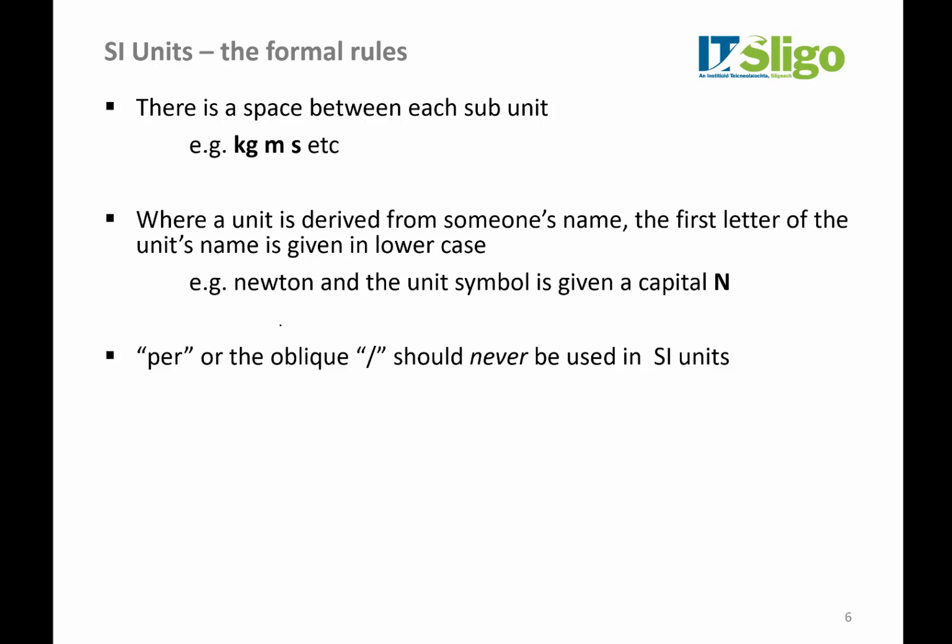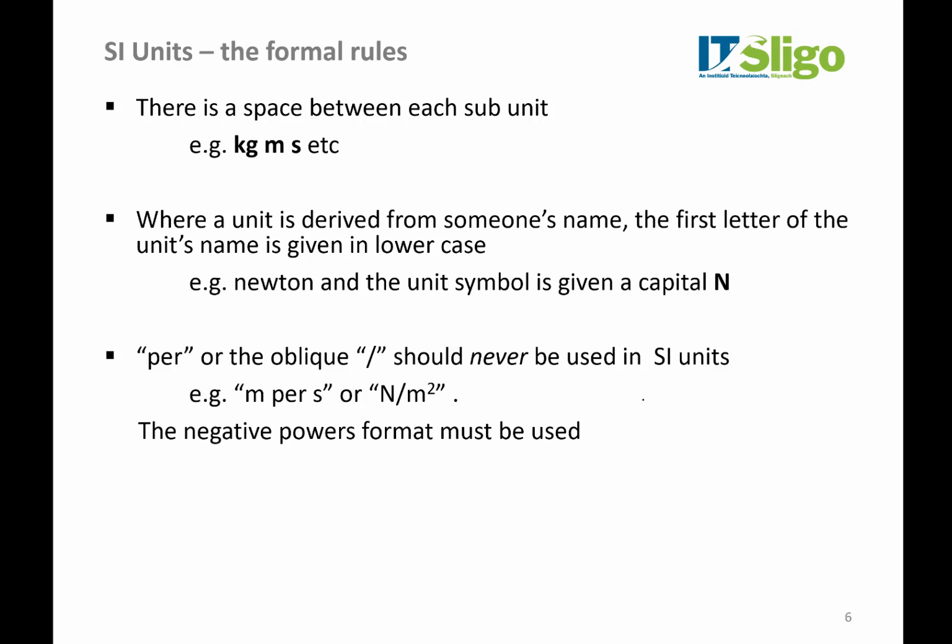This, guys, is very important, and this is where our negative power can occur quite easily. We don't use per, meters per second, or newtons per meter squared. This is called the oblique. We should use the idea of negative powers. Meters per second should be written like that, using the negative power. Similarly, newtons per meter squared, newtons space per meter squared. So watch for that space, guys. I think there's a couple of questions on Moodle where that might trick you if you're not paying attention.